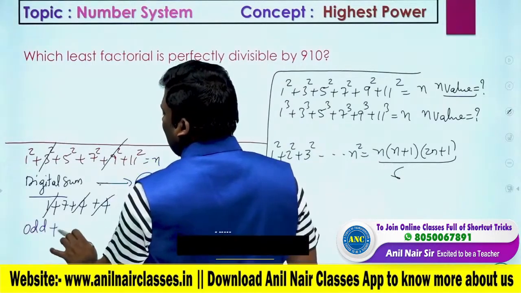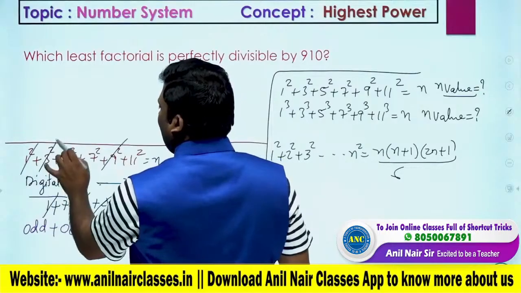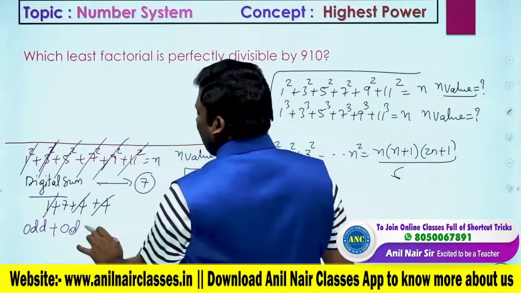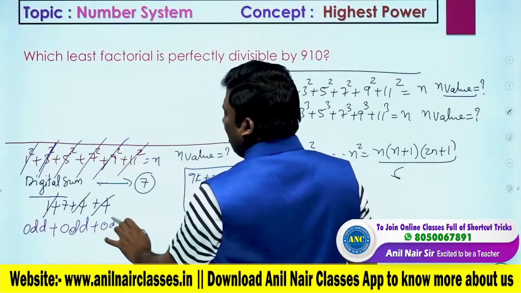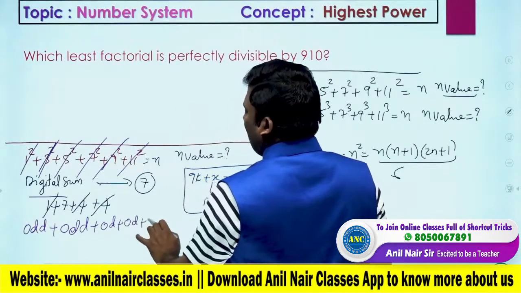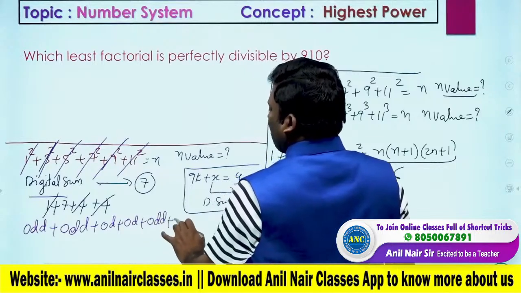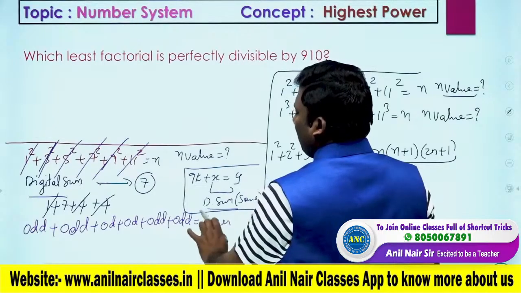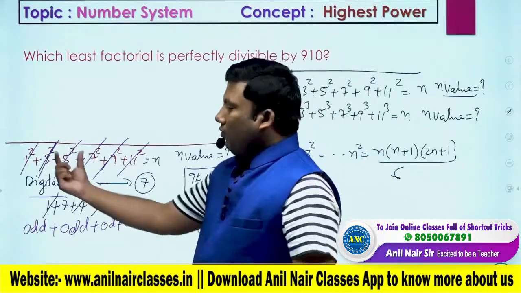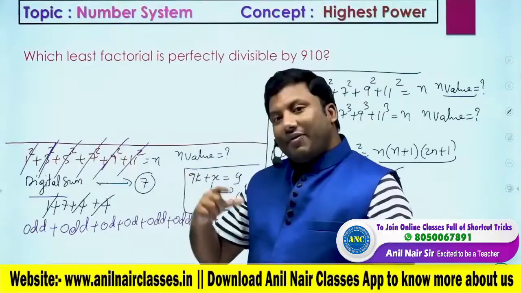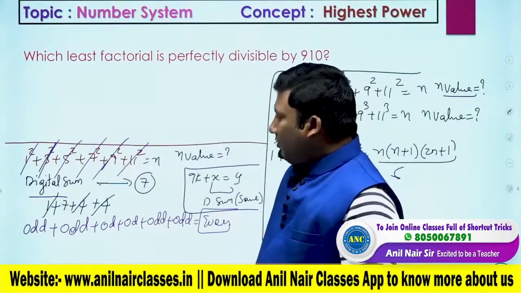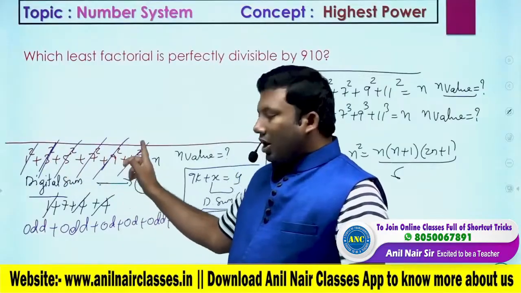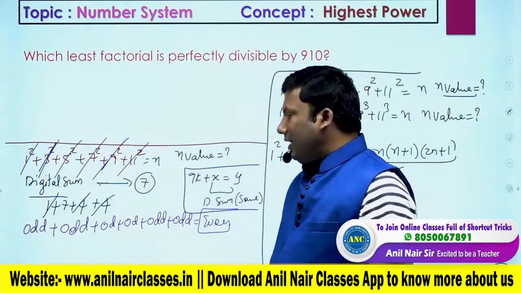3 square is an odd number. Odd plus odd is even. Odd plus odd plus odd plus odd plus odd plus odd, so the answer will be even. That means if there is an odd number among the answer options, please eliminate it. Why? Because if I am adding an even number of odd numbers, the answer will be even.